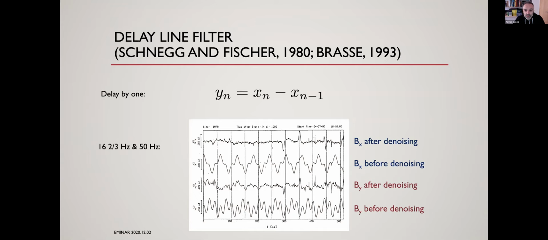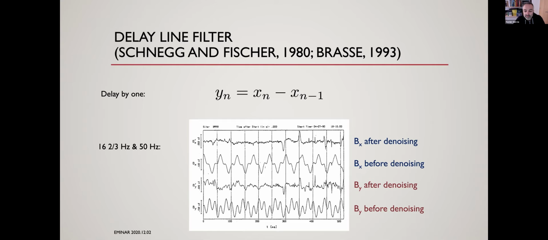The first one, if we start in chronological order, would be the delay line filters, especially the first one that was proposed by Schneck and Fisher in 1980. It's the delay by one. It's this simple equation, and this is a very crude low-pass filter.